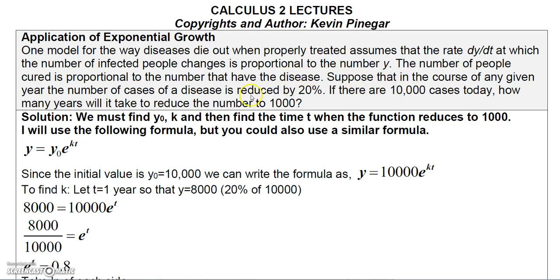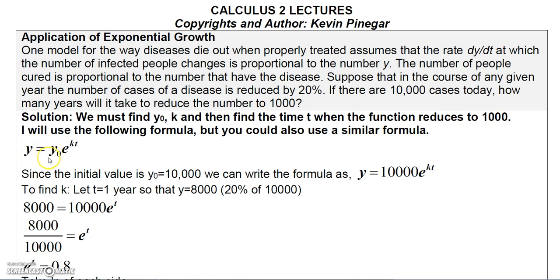Suppose that in the course of any given year, the number of cases of a disease is reduced by 20%. If there are 10,000 cases today, how many years will it take to reduce the number to 1,000? So what we've got to do is find y0 and k, and then we need to find the time it takes to reduce the function to 1,000.